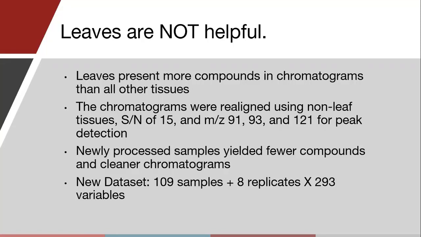So chromatograms were then realigned, excluding all leaf tissues, using a signal to noise of 15 and 3 different mass to charge ratios for peak detection. The newly processed samples yielded fewer compounds and cleaner chromatograms, and my new data set now is 109 samples with 8 replicates and 293 variables.